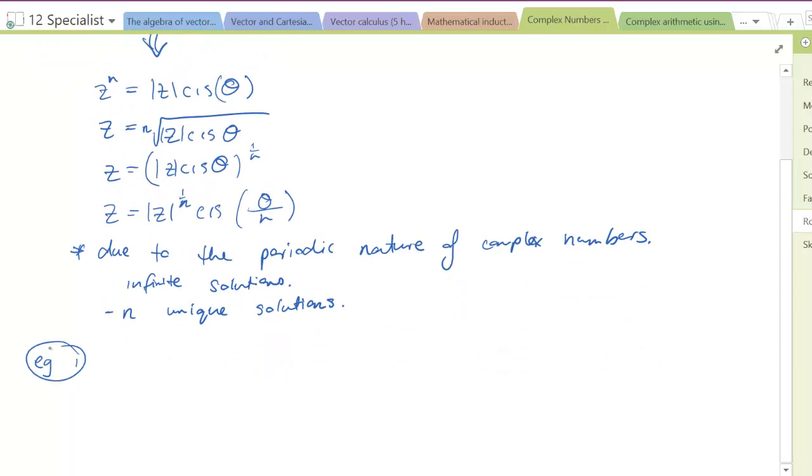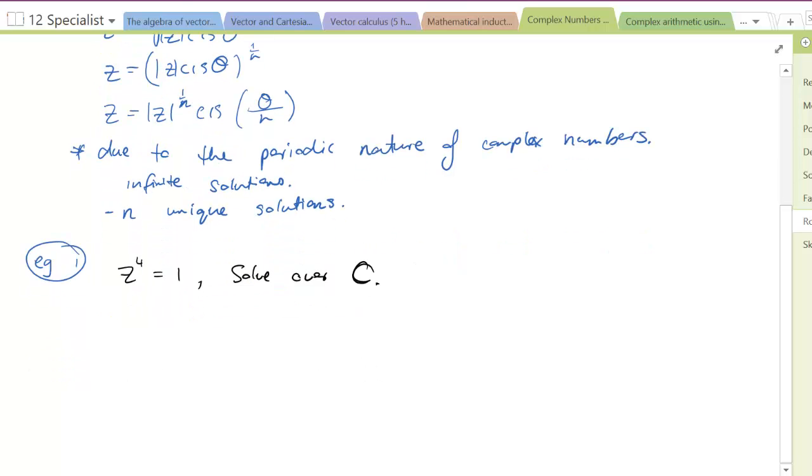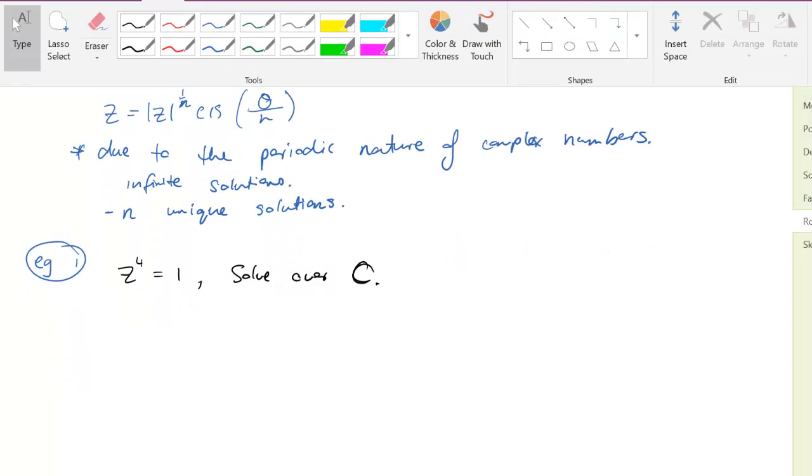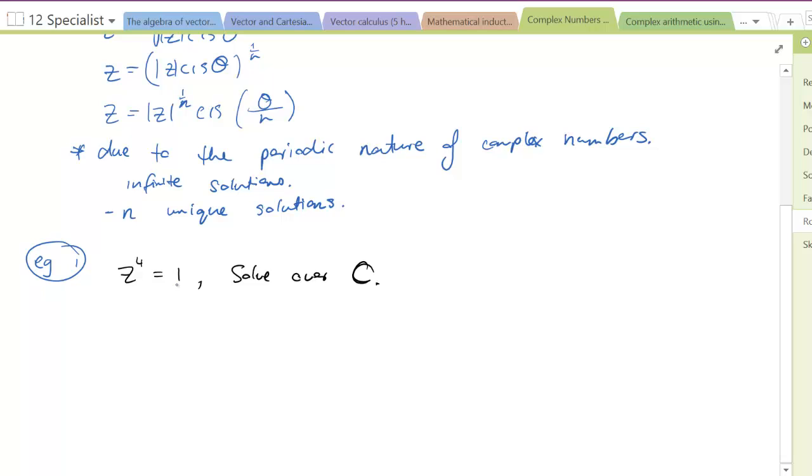So, example 1, we're looking at z to the power of 4 is equal to 1. We want you to solve over C, so we want to solve for complex solutions. When we do this, the first thing to realize is that z to the power of 4 is equal to 1 plus 0i. So we know there's only real, no imaginary there. And that 1 means we're starting at this point here. So that means our angle is 0, and our modulus will be 1.